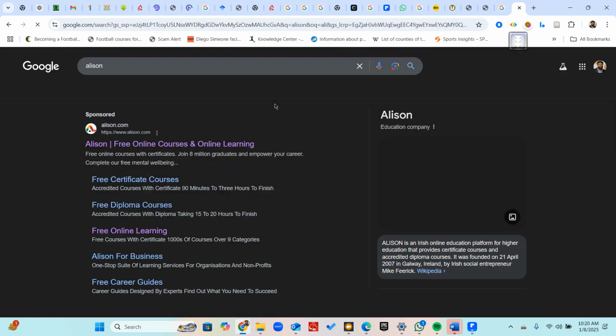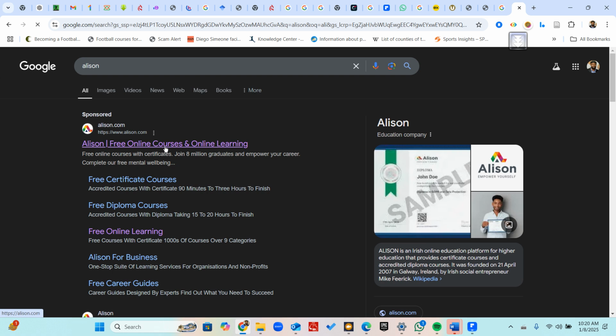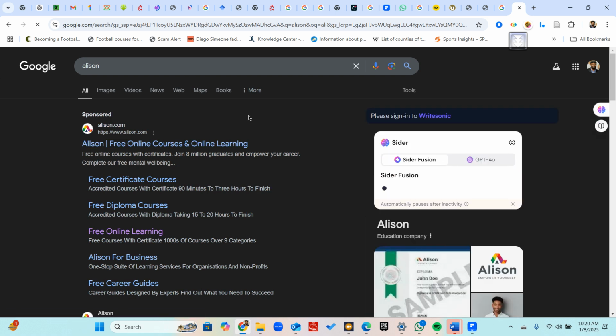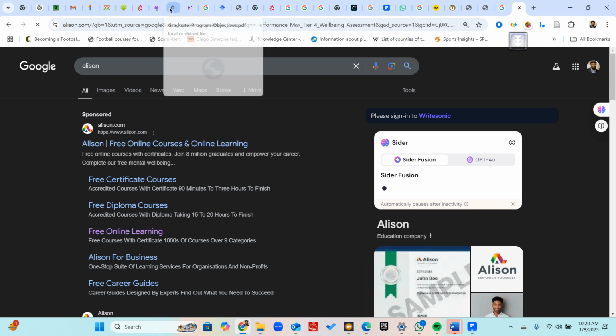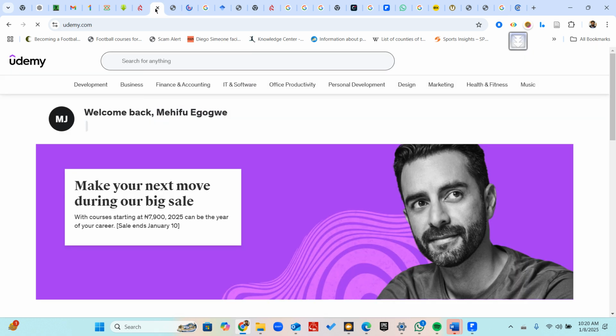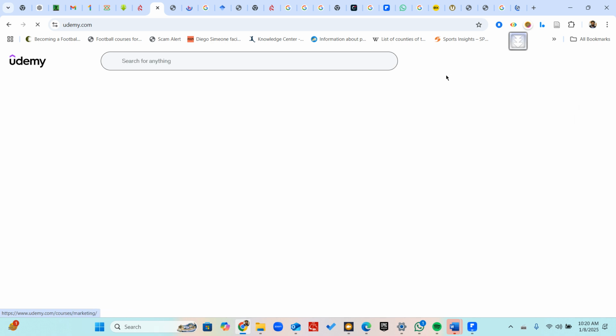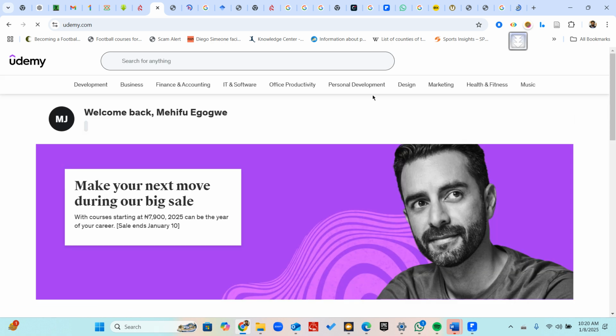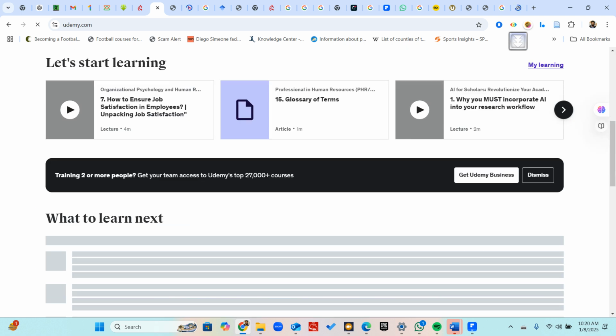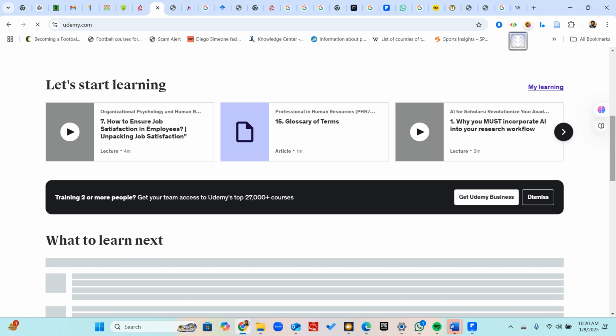So Alison, these are all certificates that are recognized globally, so they'll help you get your CPD. This is a typical example of CPD. In CPD you accumulate points.